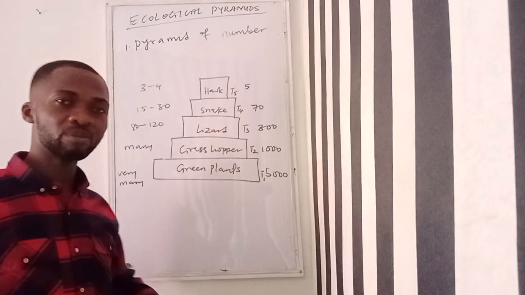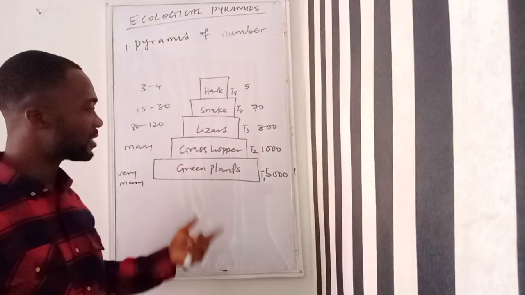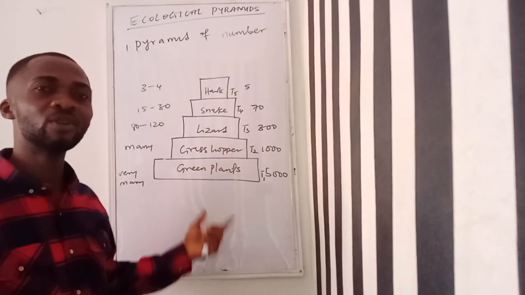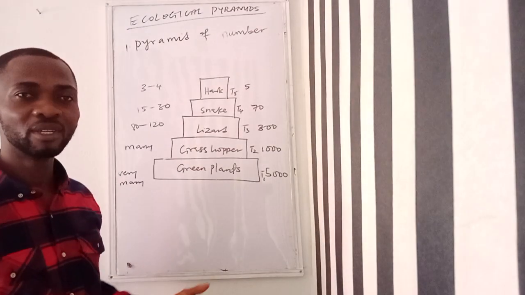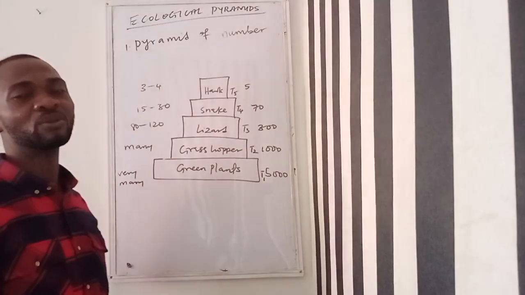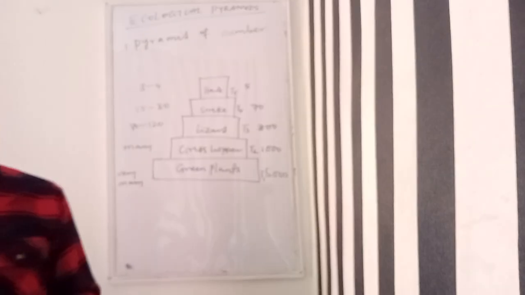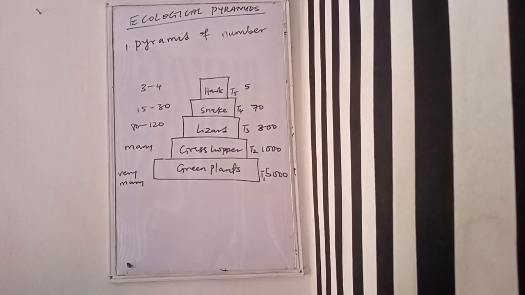Green plants are the ones manufacturing their food. They're the ones cooking the food. So they will have a higher number of them because they're the ones producing the food for us. As you now climb the trophic level, you discover that this number begins to dwindle, begins to reduce.